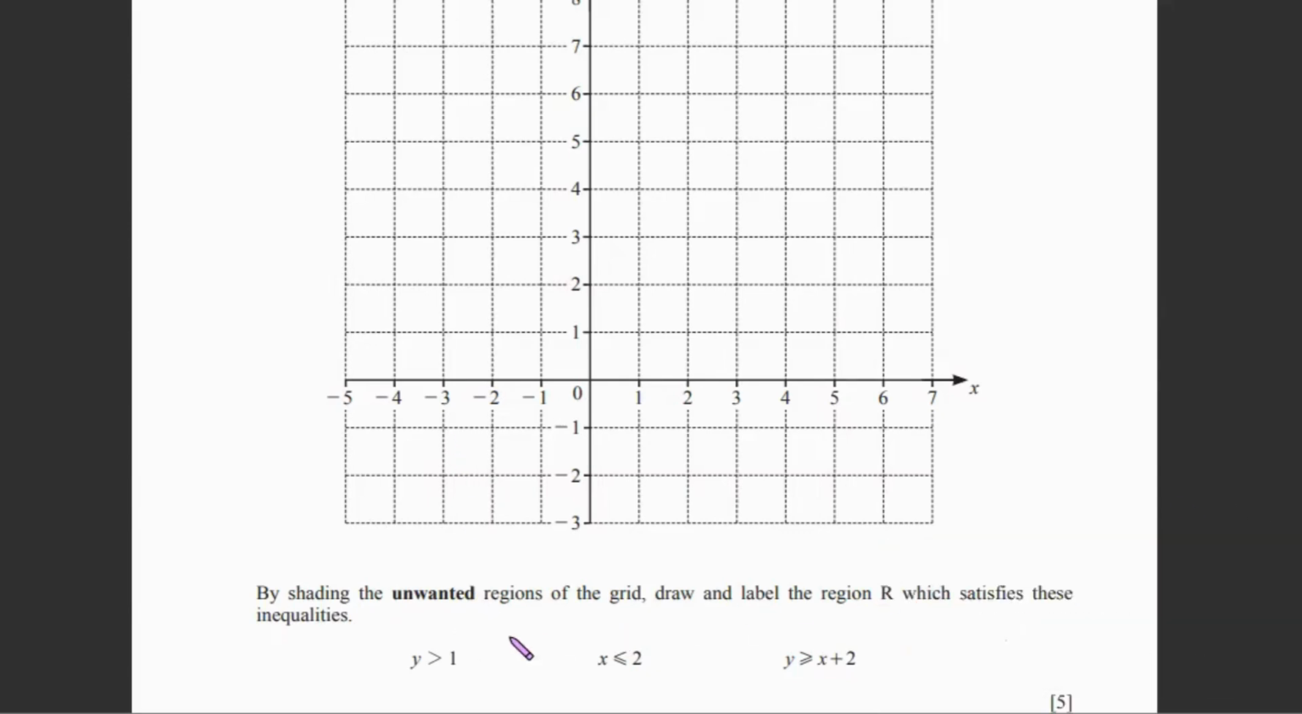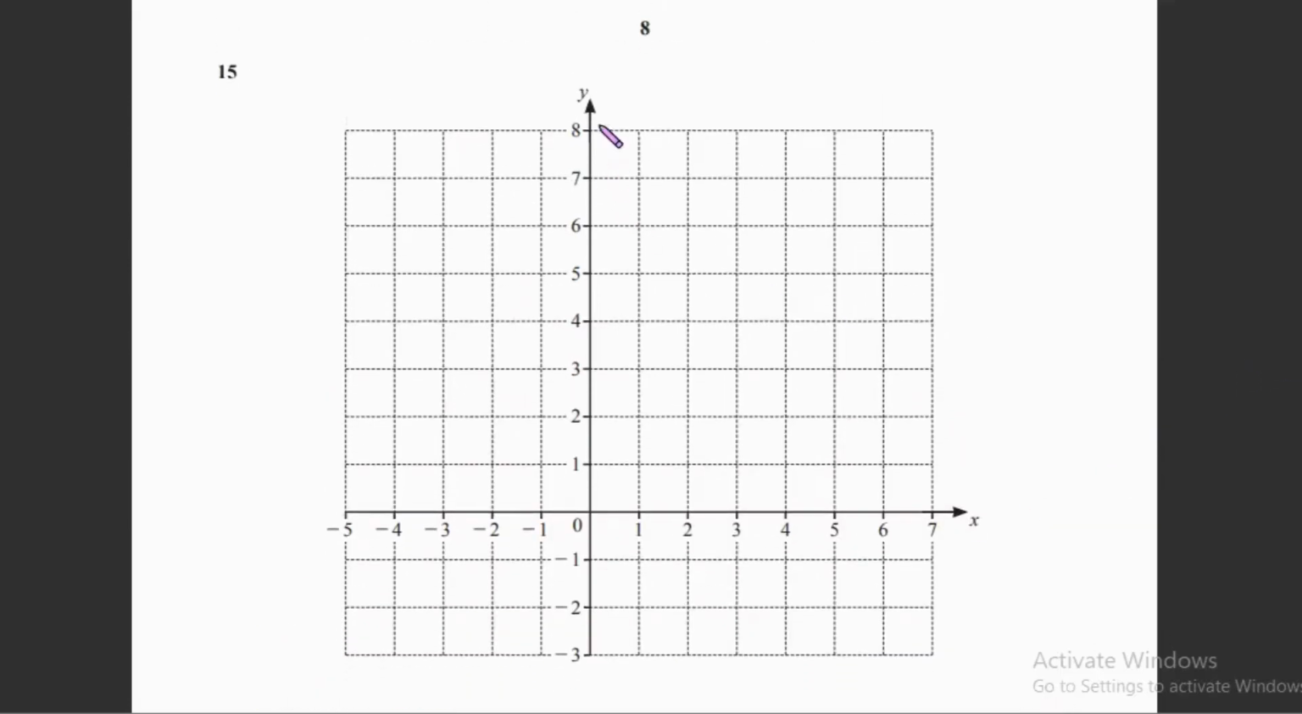So when drawing the straight line, we can replace the inequality sign that we have here with an equal sign so that it makes it much easier for us to understand. So it will be like y is equal to 1. So y is equal to 1 means it should go through the y-axis at 1. So it's going to be a line like this.